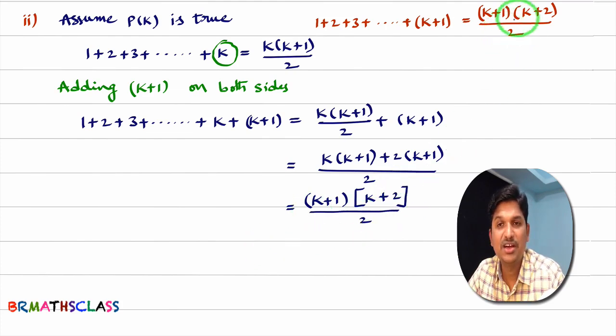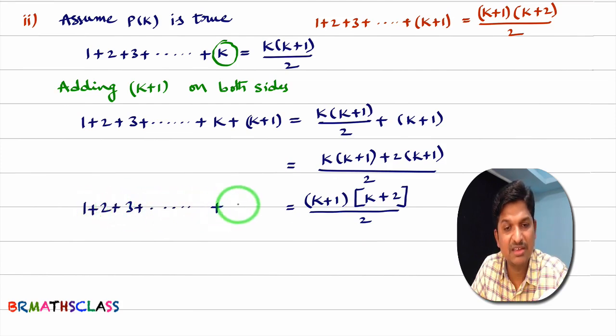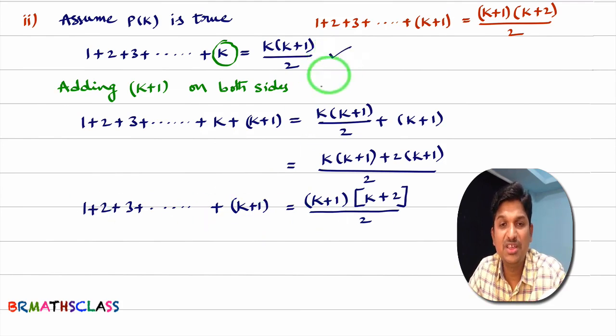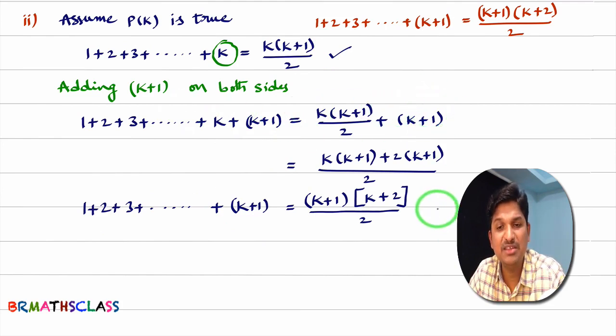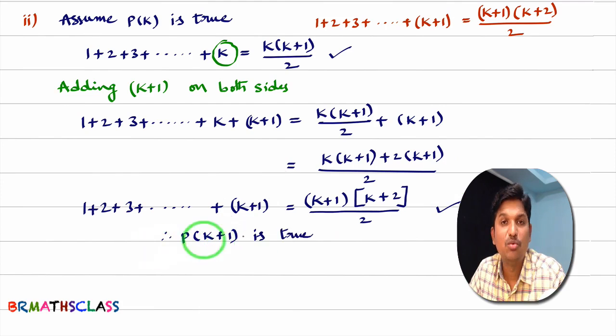You see here, we are trying for RHS of P of k plus 1. We got the same thing. You can observe this here. So, what happened? 1 plus 2 plus 3 plus, and so on plus k plus 1. No need to write k here. Before k plus 1, obviously k will be there. We assumed this is true. After adding a particular number on both sides, whatever you get, that is also true. That means this is true. This is P of k plus 1. Therefore, P of k plus 1 is true.